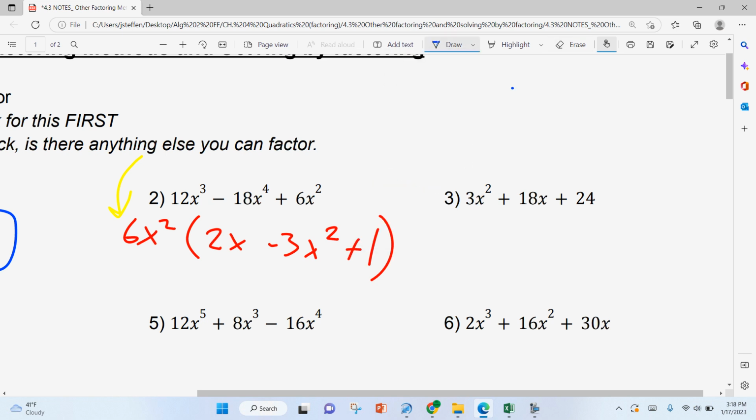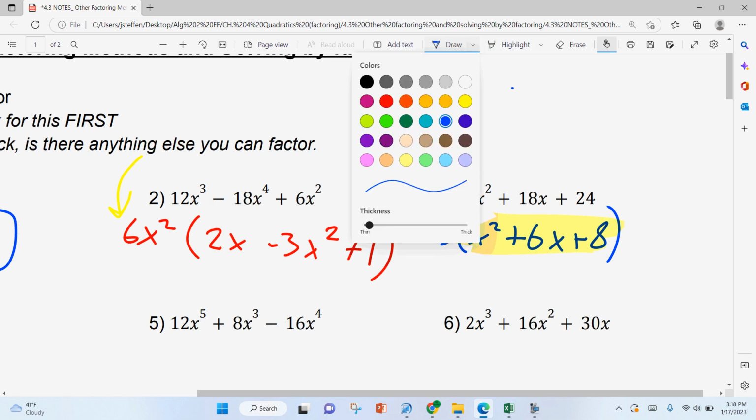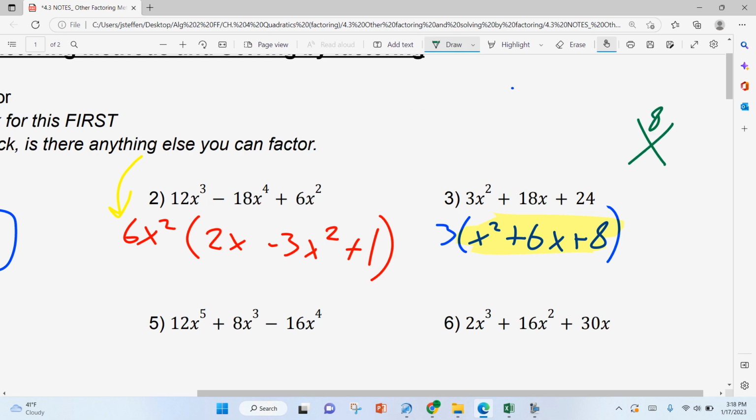So I can take out a 3. That leaves me with x squared plus 6x plus 8. But we are not done yet. We still can factor what's left in here. So now we go ahead and factor like we did before. We're looking for factors of 8 that add up to be 6. If you list all your factors, it's going to be 2 and 4. So x plus 2, x plus 4, and we have a 3 in front.